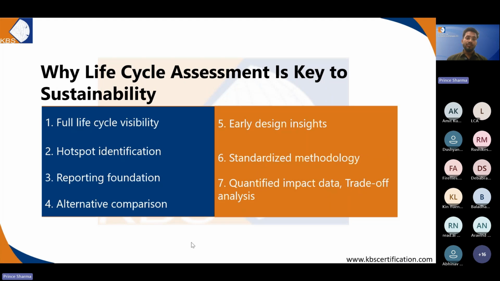Second point, the hotspot identification. What are hotspots? Hotspots are those categories, those processes, those points in your supply chain which are leading to the highest emissions and increasing your impact on the environment. So what exactly is a hotspot? If your product is depleting the ozone layer, then it is a hotspot. If it is leading to high human toxicity, then that is also a hotspot.